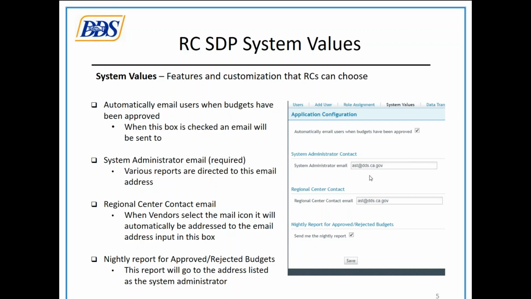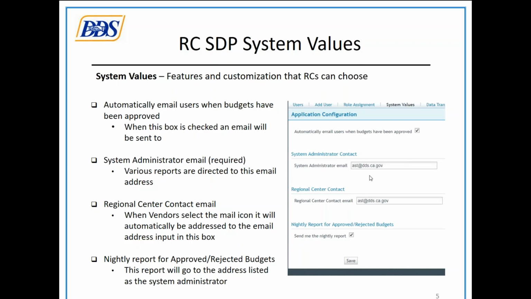The system administrator is going to need to input an email address. This is similar to what you already have in your traditional eBilling. And then also the regional center contact email. So when vendors select the mail icon in the screen, it will automatically be addressed to the email address that you input in this box. So if you're going to have a program person who's going to be able to answer questions regarding SDP, that may be more of a functionality for this email than your system administrator email.